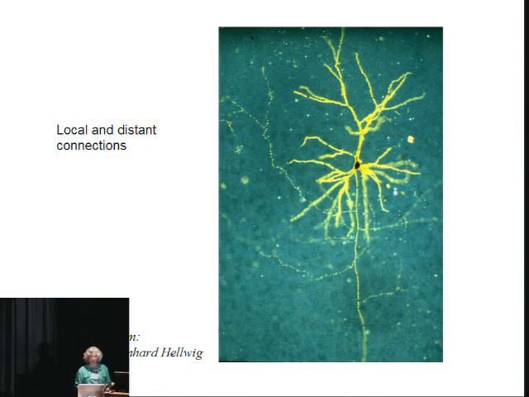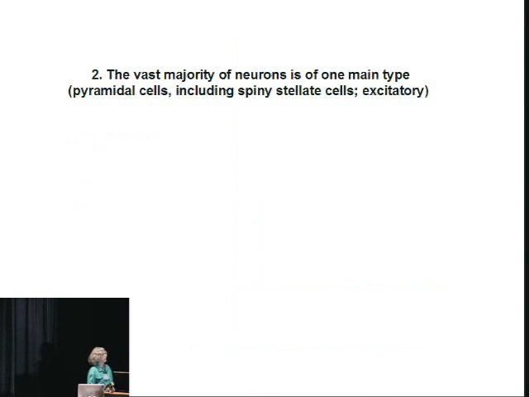And to put all the neurons together into one main class, in spite of the lot of variations among them in shape, makes much sense because all of them are excitatory. So the next important conclusion is that the vast majority of neurons is of one main type, namely the pyramidal cells, among which we include here the spiny stellate cells, and all of these are excitatory.